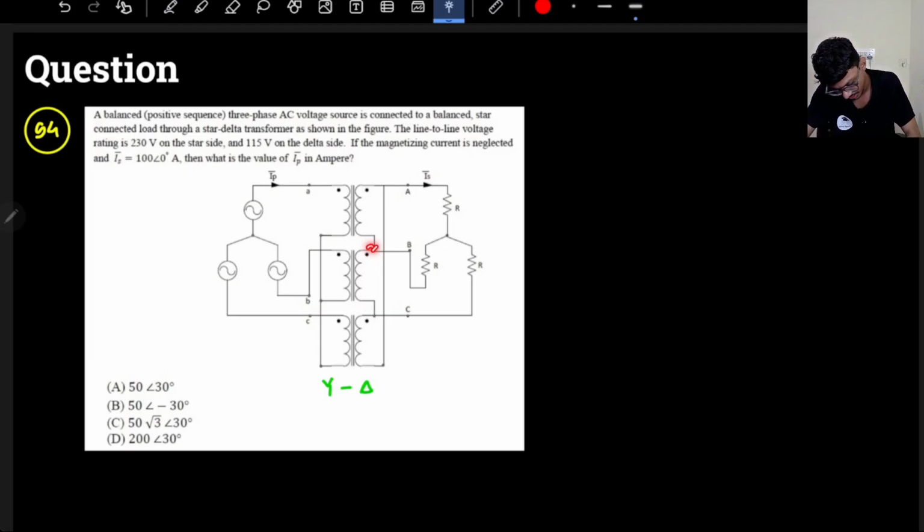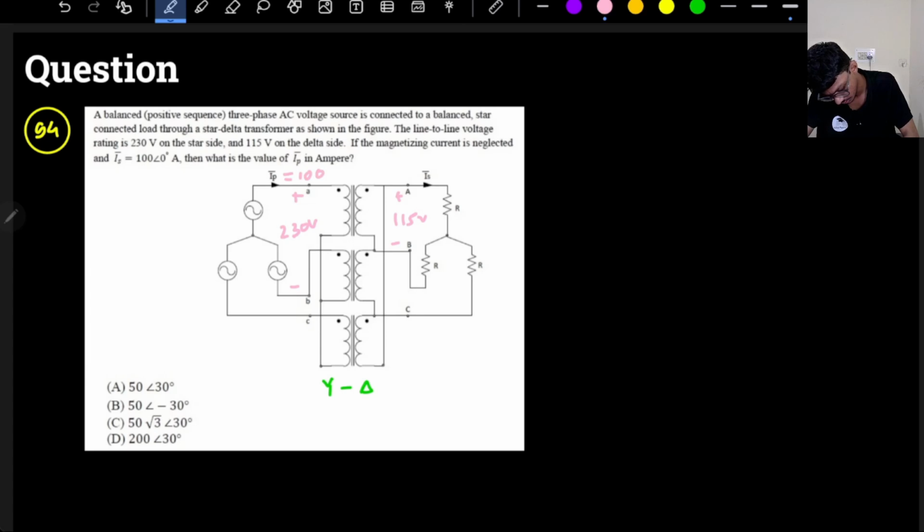If you see, this point is connected here, then this point is connected here, then this point is connected here, so it is like a delta connection. What are they asking? The line to line voltage is 230 volts on the star side, and 115 volts on the delta side. If the magnetizing current is neglected, the secondary current IS is 100 amperes.